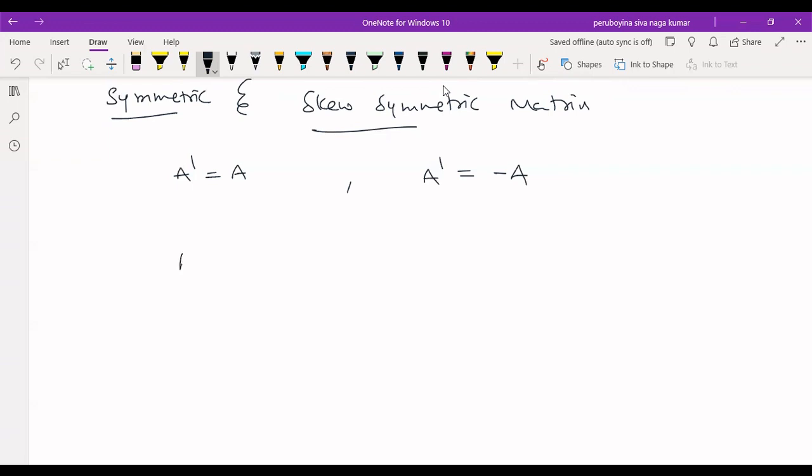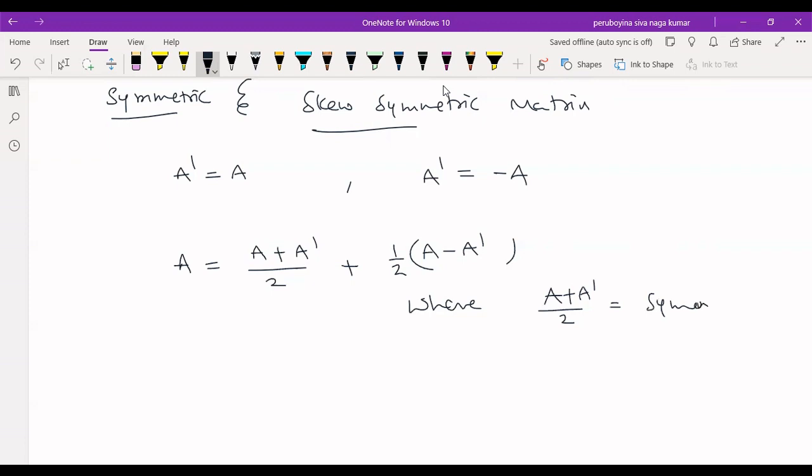Okay, any matrix can be expressed as a sum of a symmetric and a skew symmetric matrix. Then A can be written as (A plus A dash) by 2, this is a symmetric matrix, and 1 by 2 of (A minus A dash), where (A plus A dash) by 2 is a symmetric matrix, and (A minus A dash) by 2 is a skew symmetric matrix. Okay.